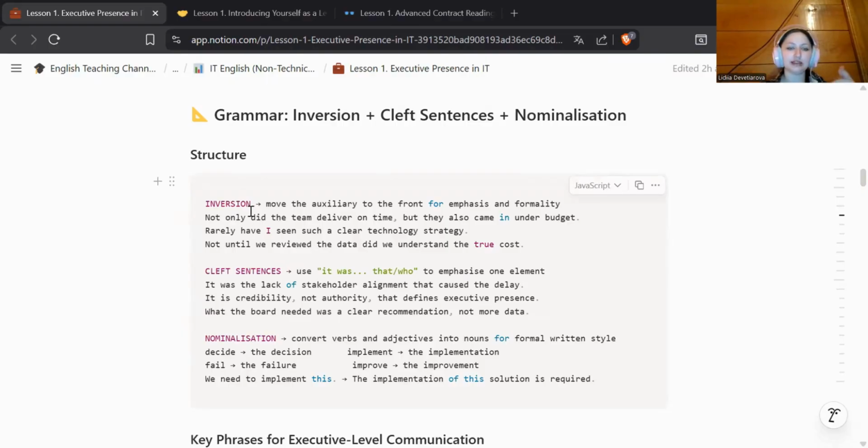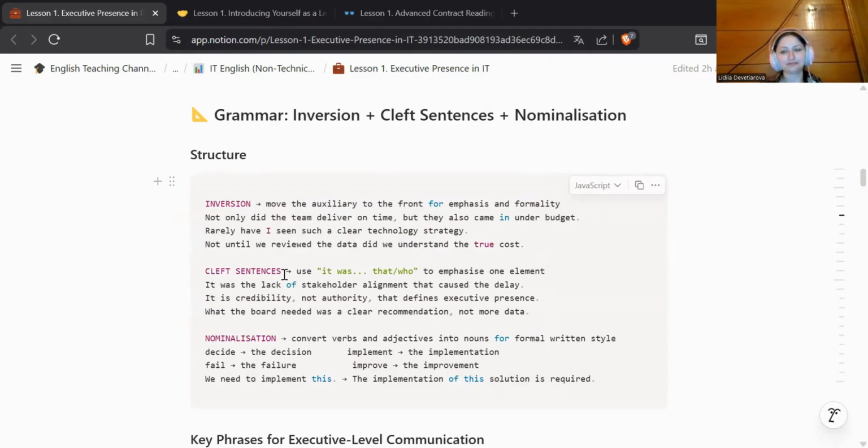Not only did the team deliver, here is your question, did the team deliver on time, but they also came in under budget. Rarely have I seen such a clear technology strategy. Have I seen? That is a question structure, you know that. Not until we reviewed the data did we understand the true cost. Did we understand? That is your question structure, you guys.